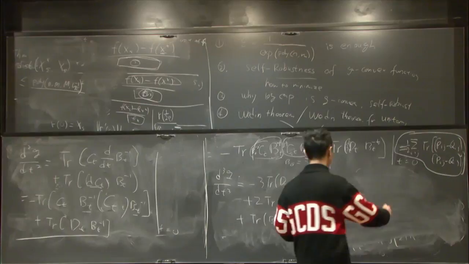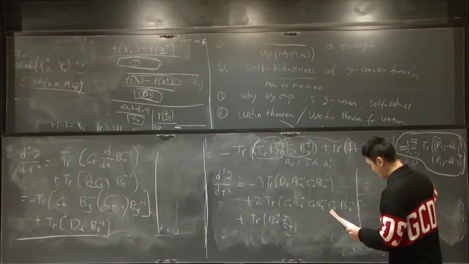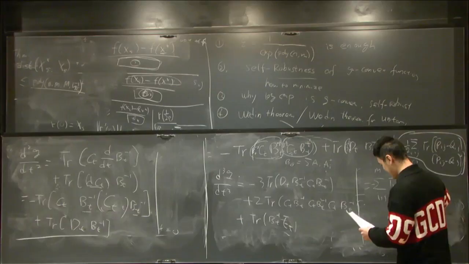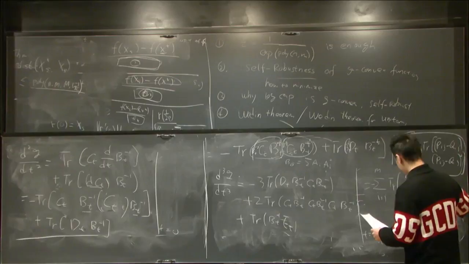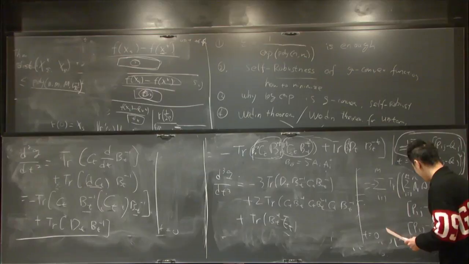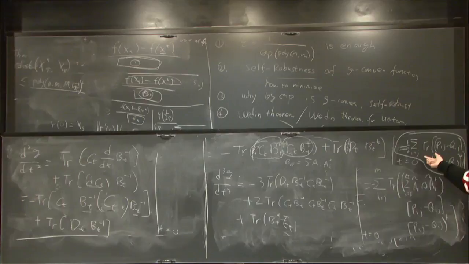So I'm not going to do the exact calculation, but if you figure it out, at t equal to 0, it will be equal to the summation over i and j of minus the trace of the summation over i equal to 1 up to m of Ai theta Ai theta transpose multiplied by Pij minus Qij times Pij minus Qij transpose. So it's basically the same thing as above, but with this additional term.